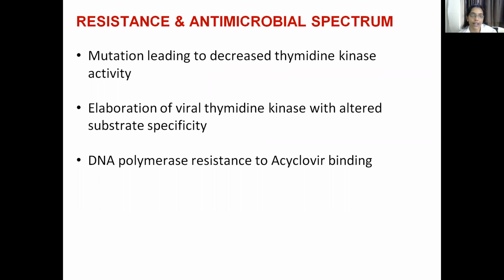Okay, so these three are the resistance mechanisms: decrease in the thymidine kinase activity, then elaboration of a viral thymidine kinase with altered substrate specificity, and DNA polymerase resistance to acyclovir binding. It is effective against HSV1, HSV2 and varicella zoster virus. HSV is herpes simplex virus. So in that we have two strains, HSV1, HSV2 and varicella zoster virus.